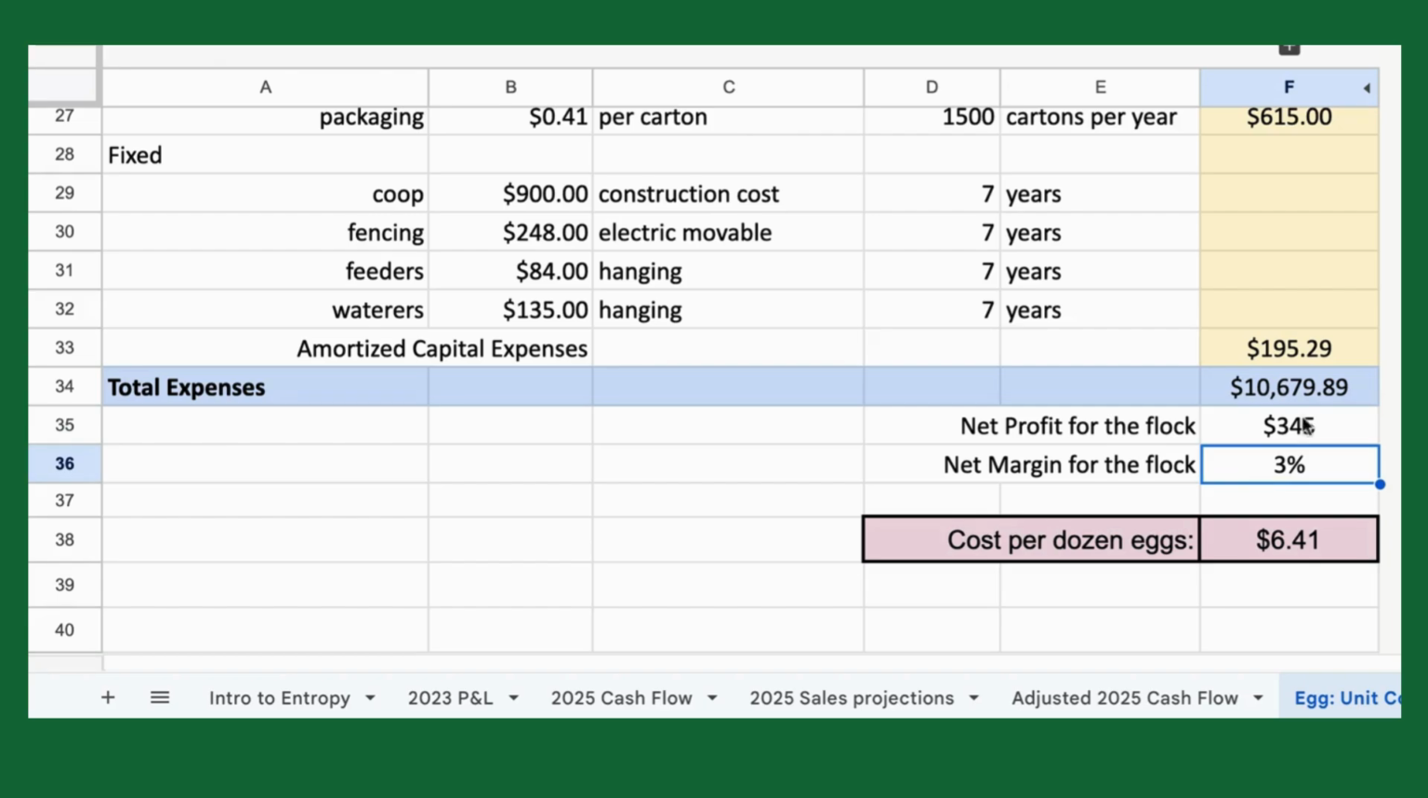They spent $10,600 to make $345. Basically, a break even operation, not a real moneymaker, but it likely serves a valuable function on the farm. Maybe the chickens are an important part of their soil health management, or maybe part of an agritourism component where they bring school children and families to the farm. Either way, let's just say they're content with this being a break even enterprise, and they know their veggies play the stronger economic role in sustaining their farm. So finally, at the bottom in the pink box, we see that it costs them $6.41 per dozen. That is their unit cost.